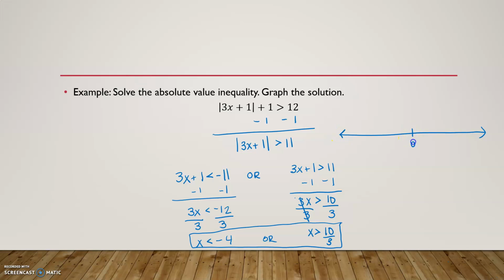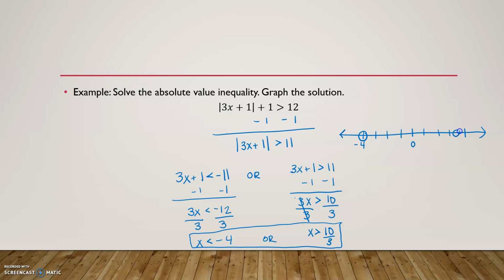So I'm going to put 0 in the middle. 1, 2, 3, 4. 1, 2, 3, 4. I know that 10 thirds is 3 point something because 3 goes into 10 3 times with the remainder. So while I have an open circle at negative 4 because of the first part of the solution, my second one is going to go somewhere between 3 and 4.